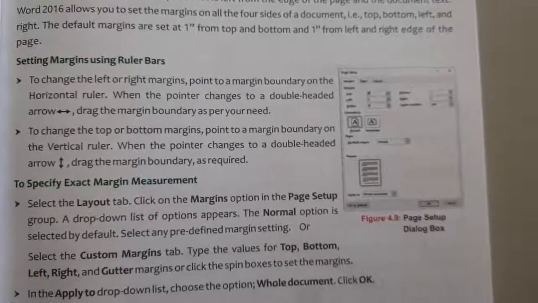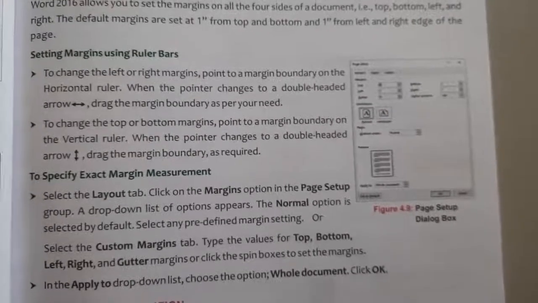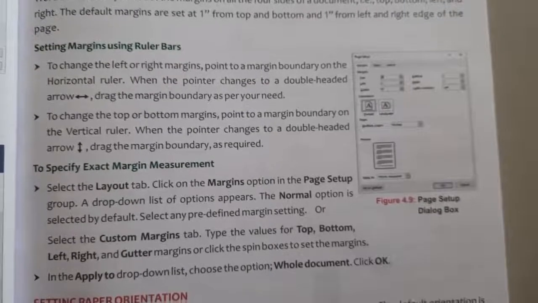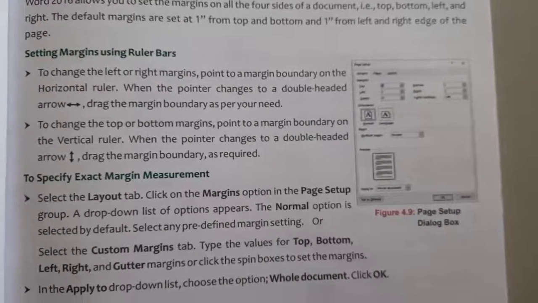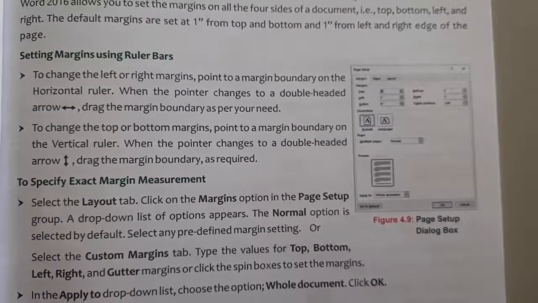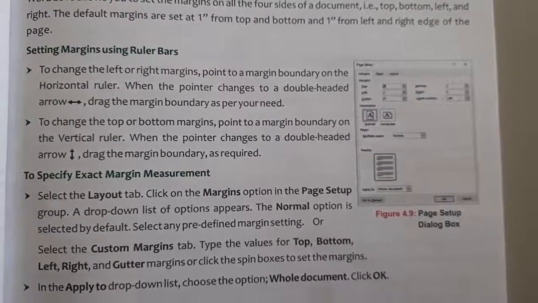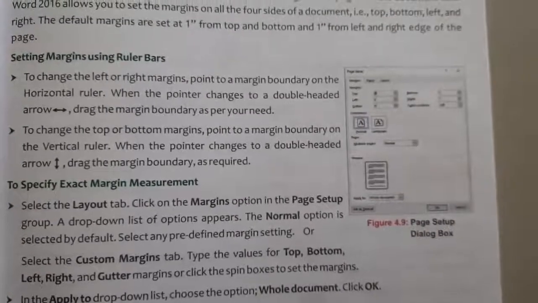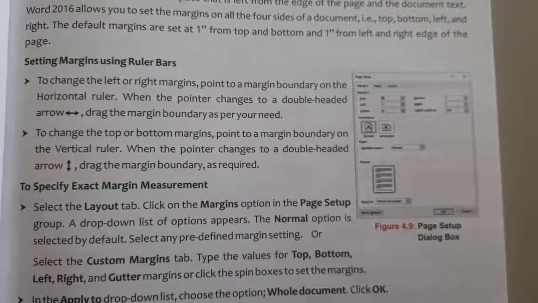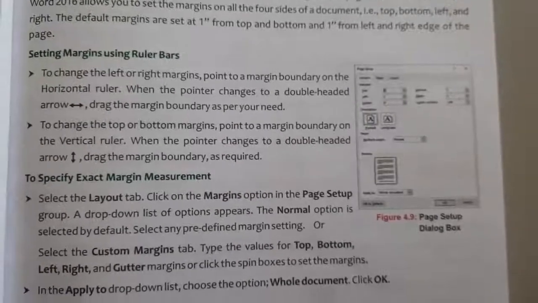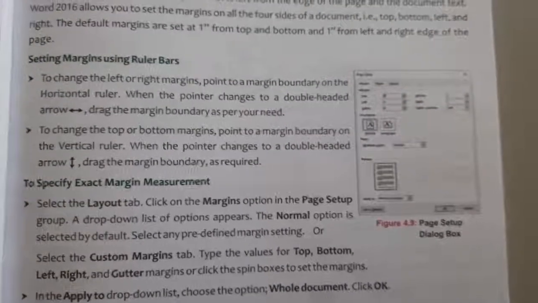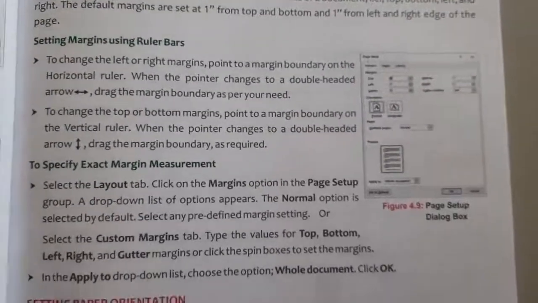Setting margin using the ruler bar. You can set the margin by two methods. First is using the ruler bar. Second is to specify exact margin measurements. If you want to set the margin using the ruler bars, then to change the left or right margin, point to a margin boundary on the horizontal ruler where the pointer changes to a double-headed arrow, and then drag the margin boundary. To change the top and bottom, do the same: point to the margin boundary on the vertical ruler. When the pointer changes to a double-headed arrow, just drag it.